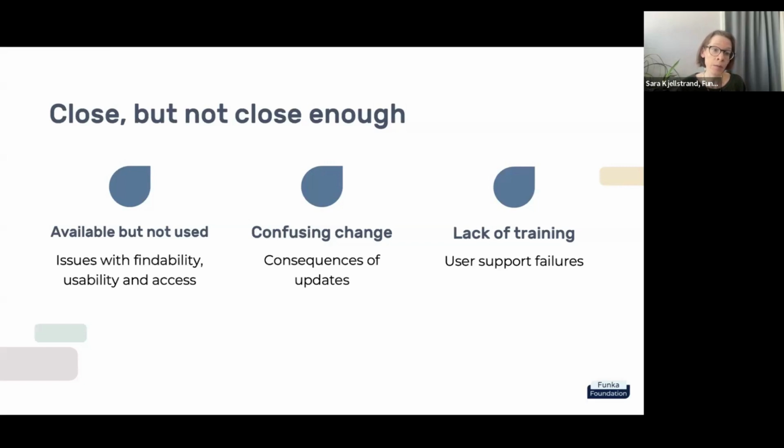So the first of these problems is that there is a lot of tools available, but they're not actually used in practice. And there could be issues of people having difficulty to find them, difficulty to use them, or difficulty to access them. There is also an issue about updates that makes it confusing and difficult for the users to actually keep up with the updates, and they forget or do not have access to things that they used to before. And then there is also a general lack of training and support for users. So I'm going to get into these in a bit more detail in the next few slides.